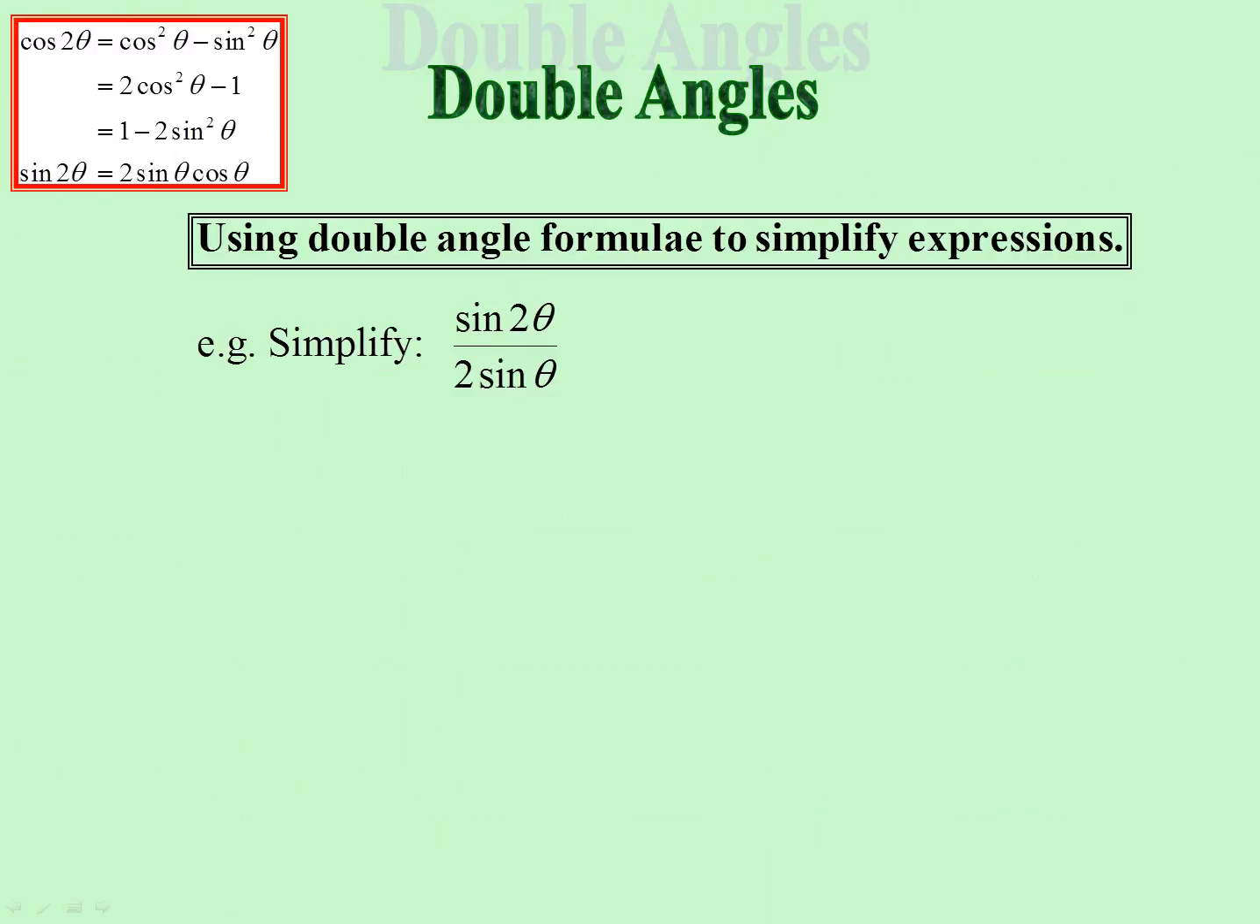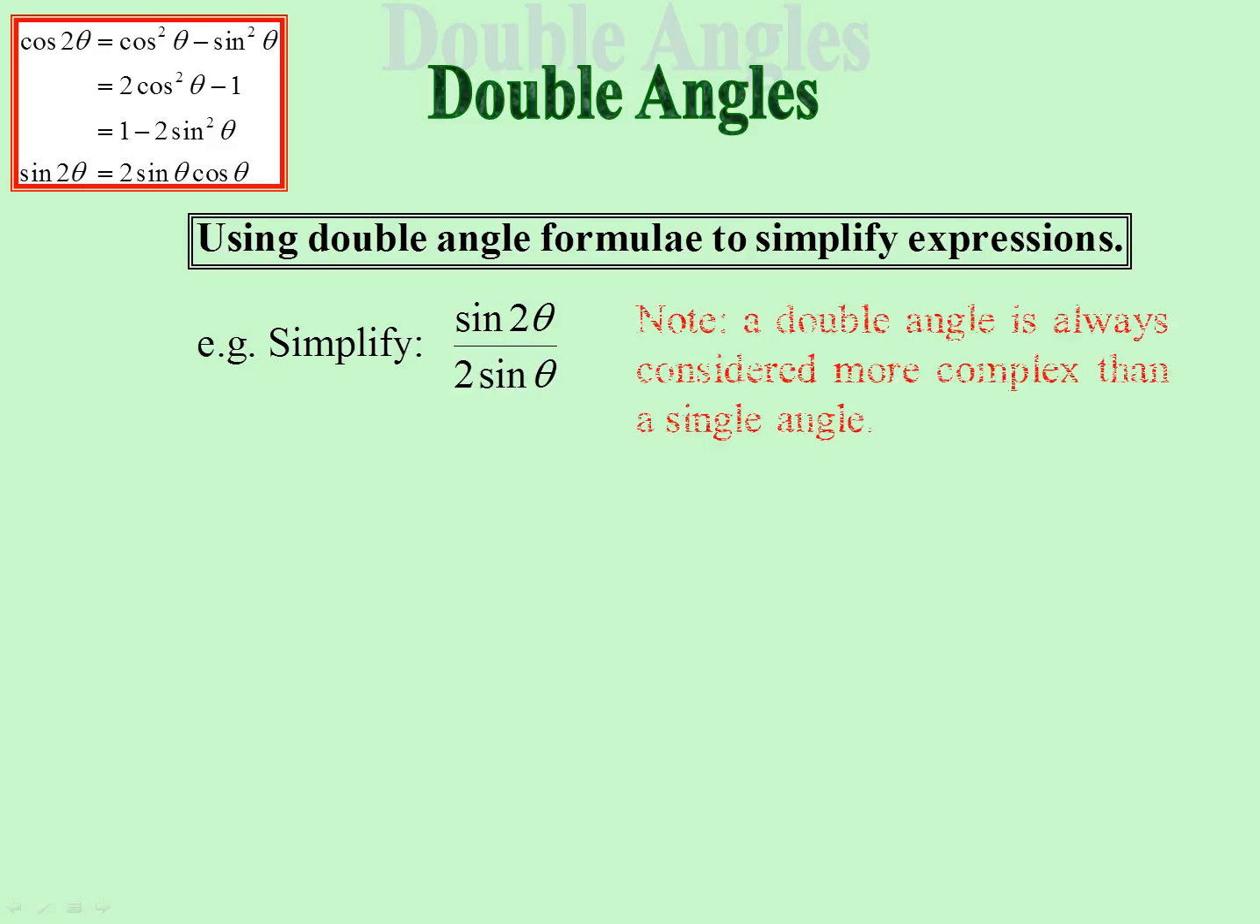Note that a double angle is always more complex than a single angle. So if you have a 2 theta and a theta, the 2 theta is the more complex angle. So this could help you choosing which side to start with in an identity as well. The side with the 2 theta or the 2x or the 2a, 2b is the one more likely to be best to start with. Even if you have theta and then you have a half theta, then the theta is the more complex because you need to use a double angle to get it down to half theta. So there we are. Double angle is always considered more complex than a single angle.